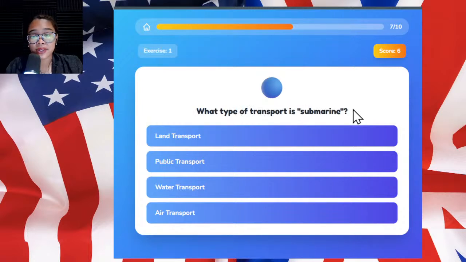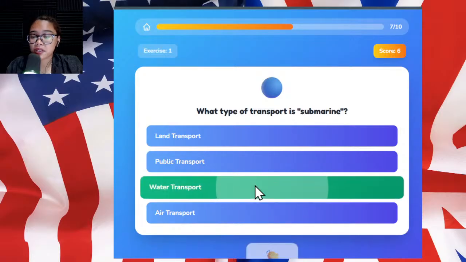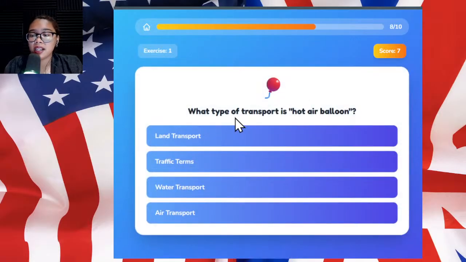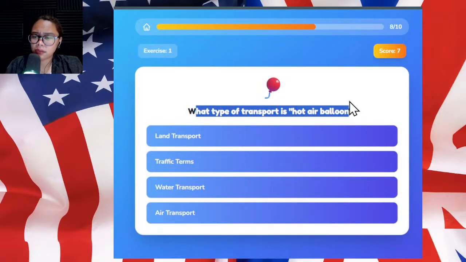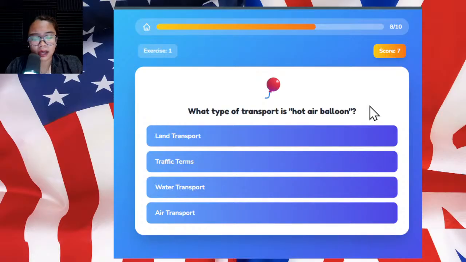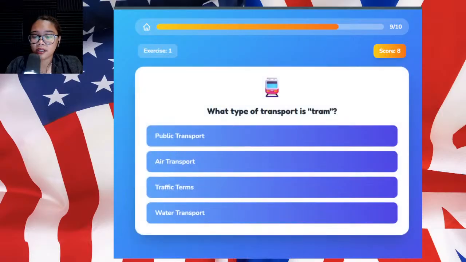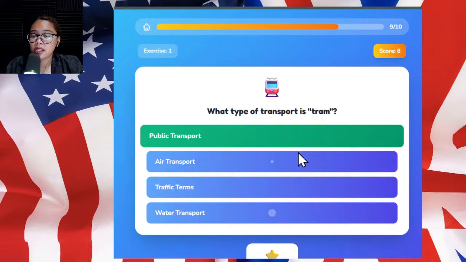Next, what type of transport is submarine? Oh, we've already answered this one, right? This is a water transport. Awesome. How about hot air balloon? Oh, I've already mentioned this one already. I think the items are repeating. No, my bad and my mistake. So this is again an air transportation vehicle. Oh, great job. How about tram? Oh, this is also recurring. Again, our answer here is public transport.